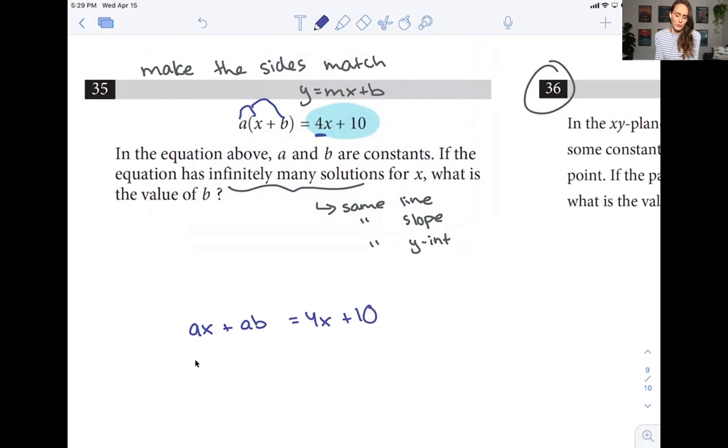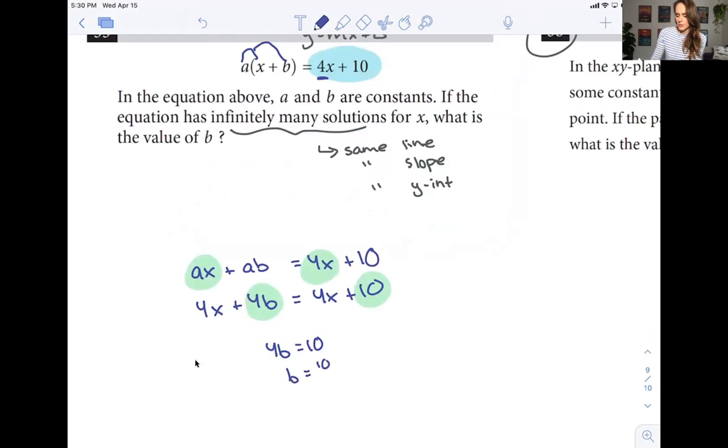I am going to zoom in on one part at a time. So they want the value of B, right? So I'm going to start with A because I can say that AX equals 4X. So A is just 4. So 4X plus 4B equals 4X plus 10. And now I can say that 4B equals 10. So B equals 10 over 4 or 5 over 2, okay?